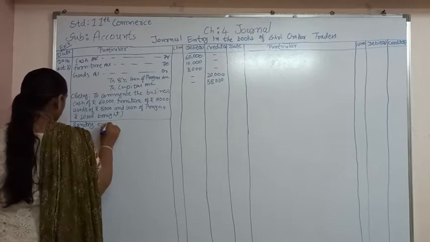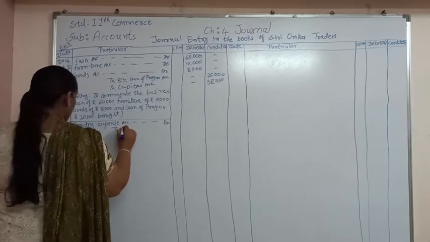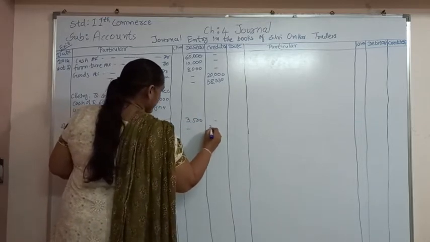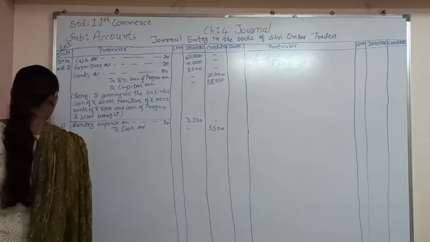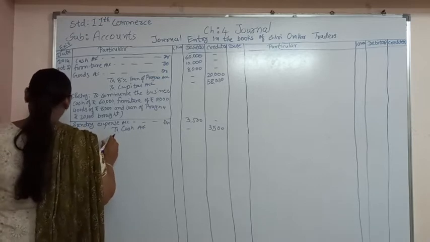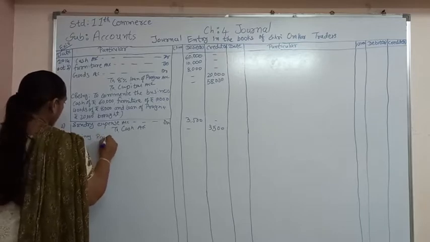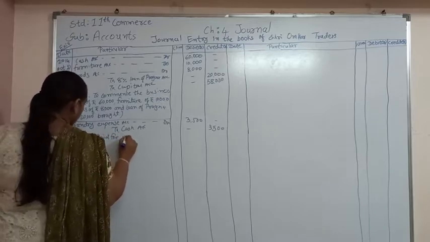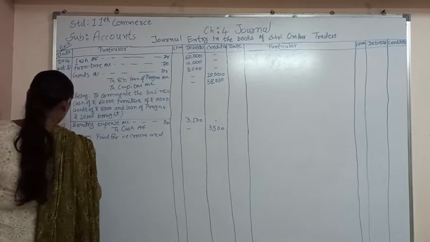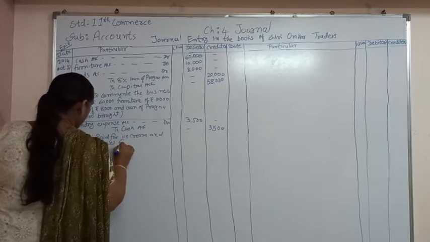Sundry expense account debit to cash account, 3,500. Being paid for ice cream and other expenses for inauguration.